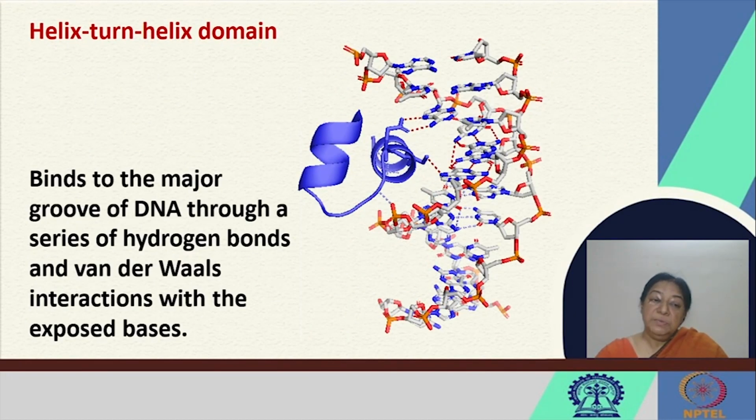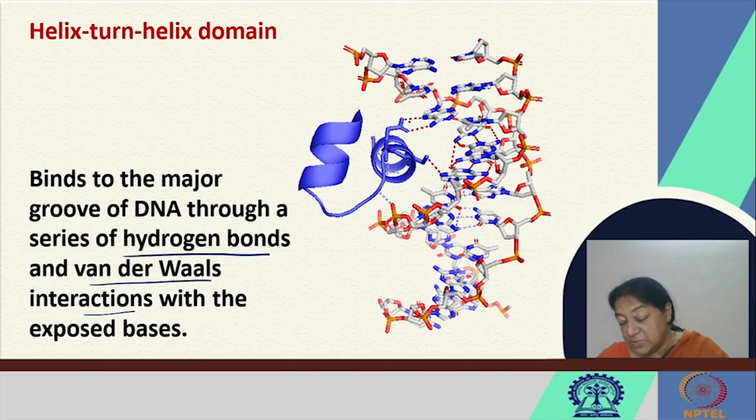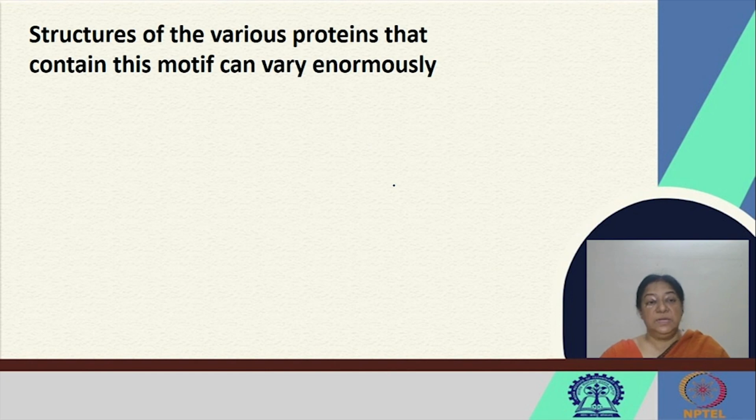This binds to the major groove, as we saw, and the groove binding is through a series of hydrogen bonds and van der Waals interactions with the exposed bases. So here are the specific interactions that have been shown with dotted lines. These are the specific interactions that occur, and we looked at the recognition due to the C-terminal helix and the positioning due to the N-terminal helix.